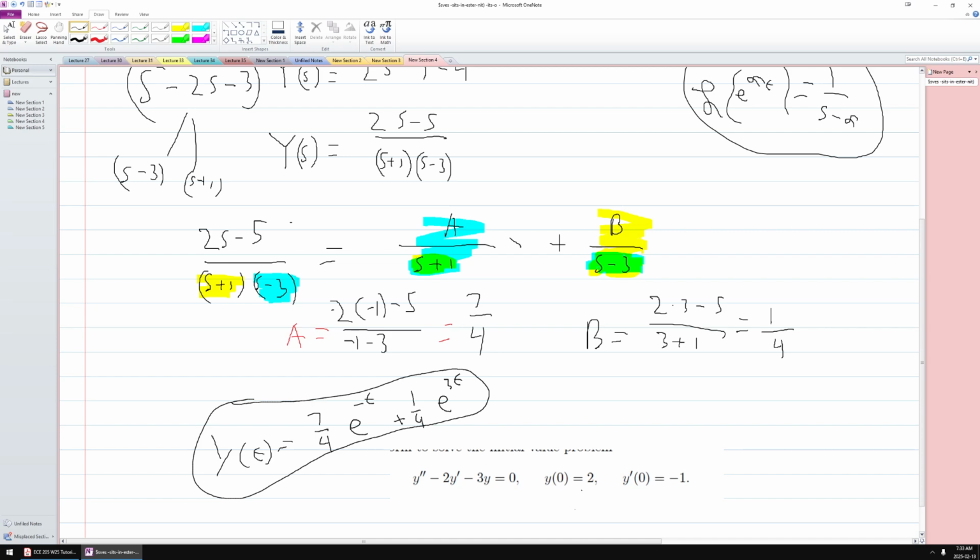And if I take its derivative, and then plug in 0, for the first term, I'm going to get negative 7/4. For the second term, I'm going to get 3/4. If I add those together, I do get negative 1. All right? So we can check that I computed the coefficients correctly by doing that.